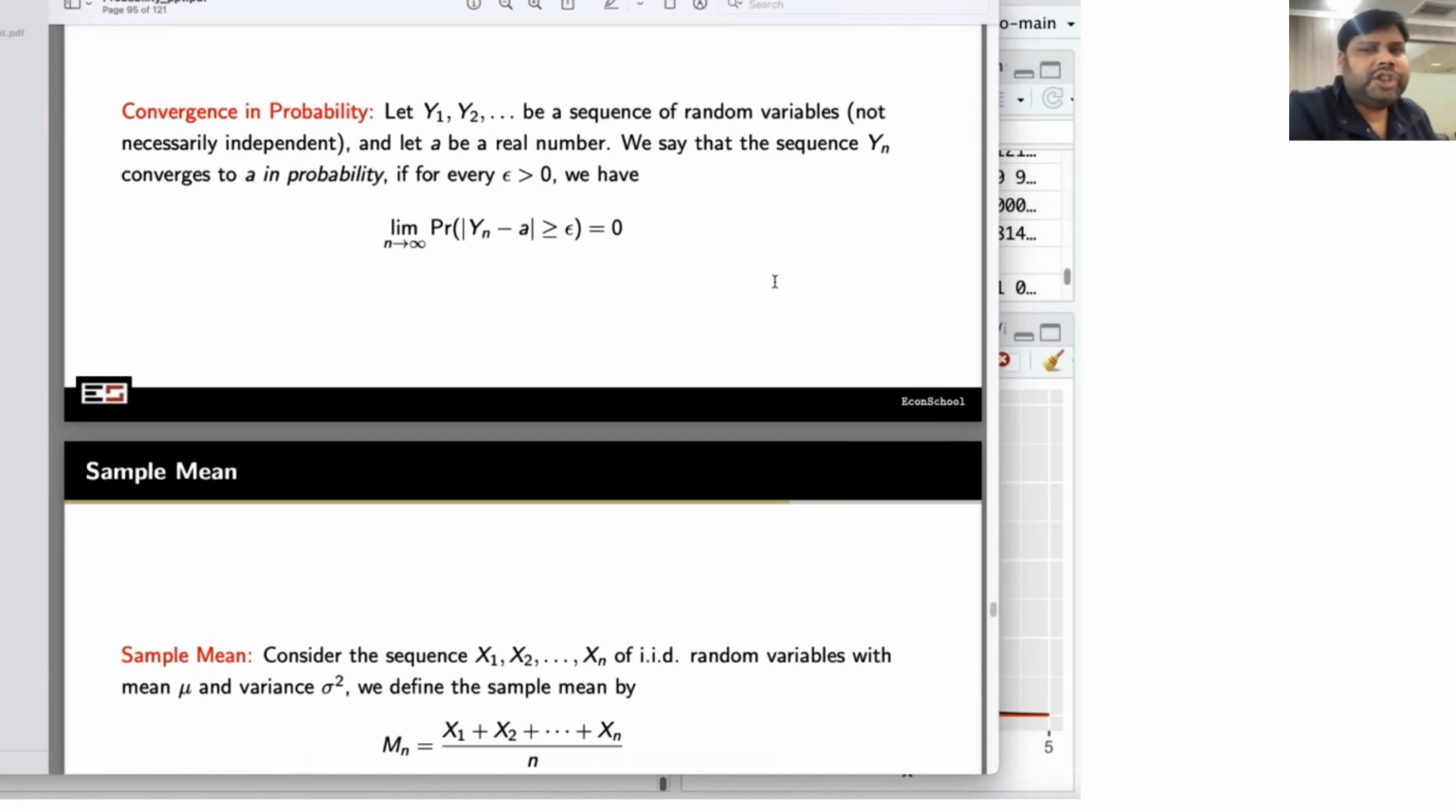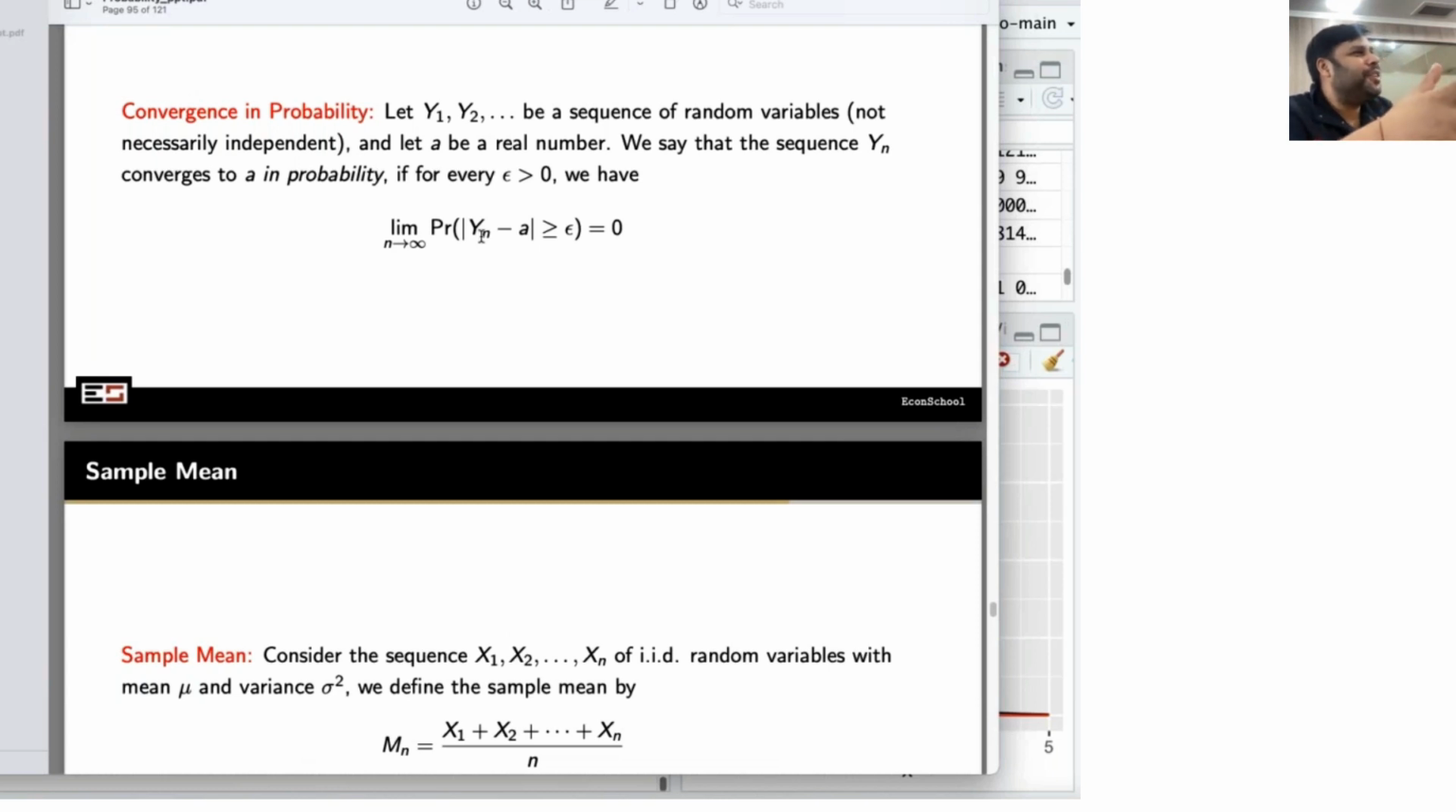So we say that a sequence of random variables converges to a number A if this particular expression holds. Let me explain what this expression is. For every epsilon positive, the chance that Yn will take a value either greater than A plus epsilon or less than A minus epsilon goes to 0 as n goes to infinity.